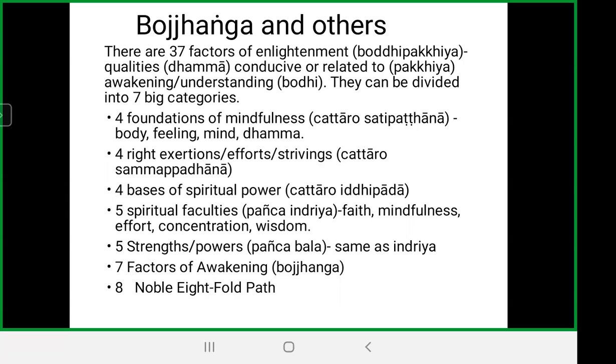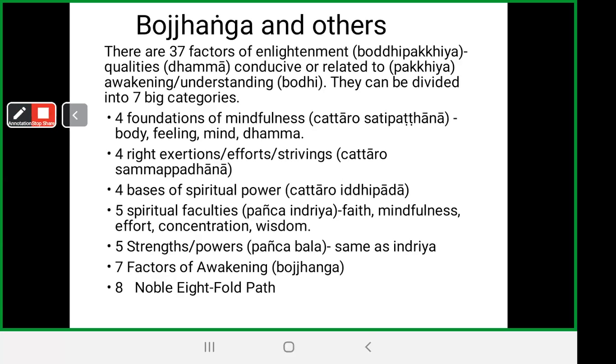It's actually this effort also. And then four bases of spiritual power. This one we'll discuss later. And then five spiritual faculties, Indriya: faith, mindfulness, effort, concentration, wisdom. The five bala means power. When the Indriya, the spiritual faculties, become strong, they actually become power itself. And then the seven factors of enlightenment is the one we explained today. And then the Eightfold Path.